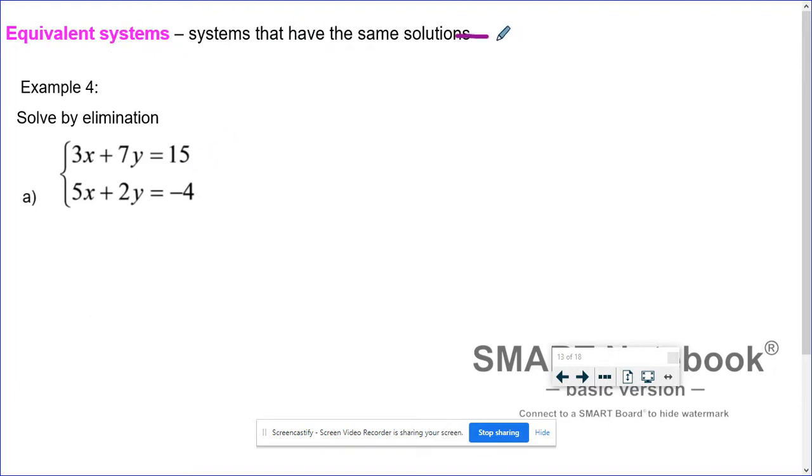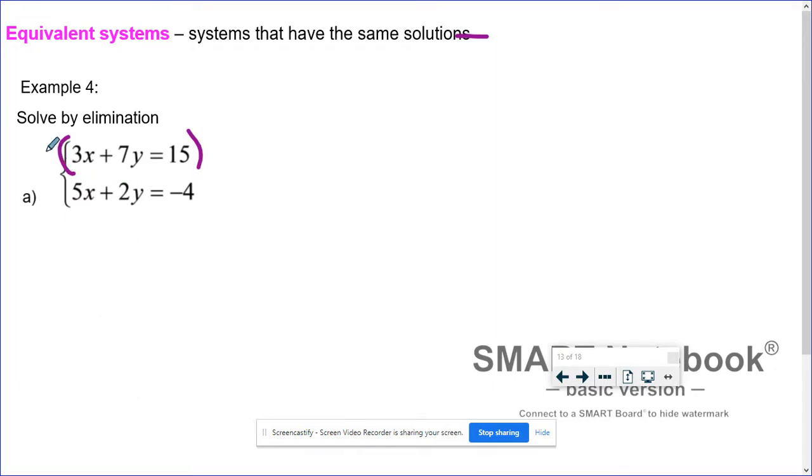If you look back at this definition here, it says equivalent systems are systems that have the same solutions. So what we're going to do is create an equivalent system where I can just add them together. What does that mean? Well, you can create an equivalent system by doing operations to both sides of either of the equations.